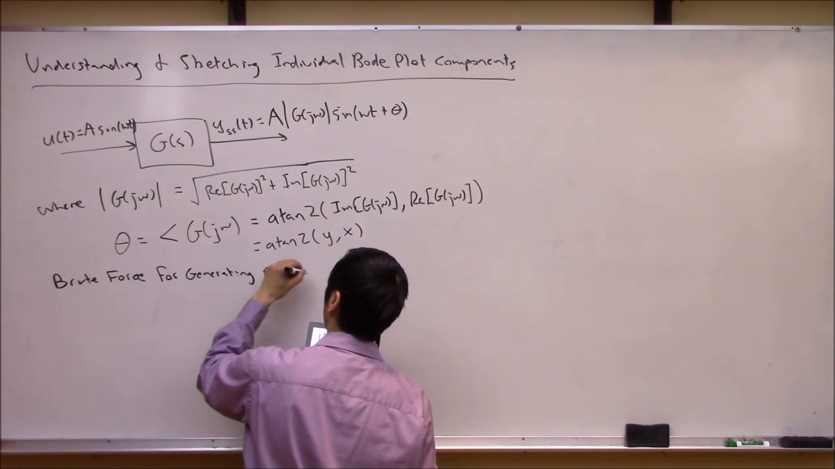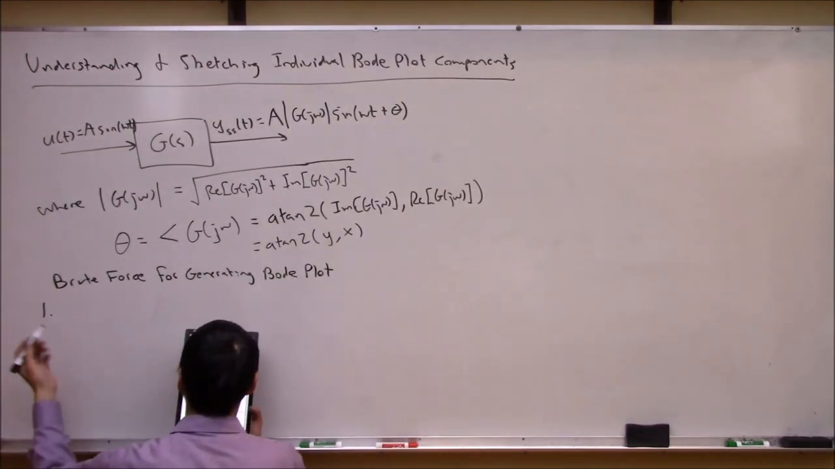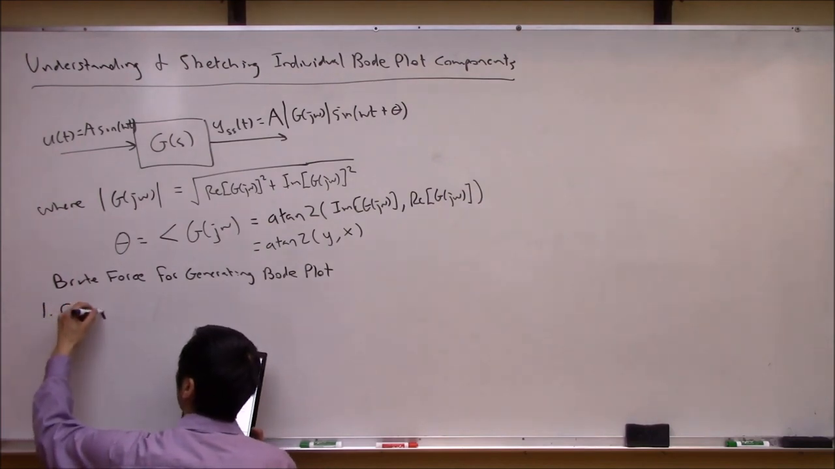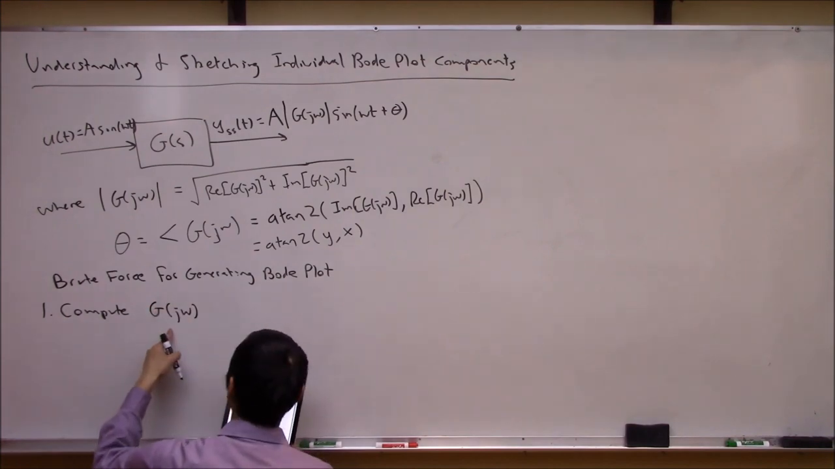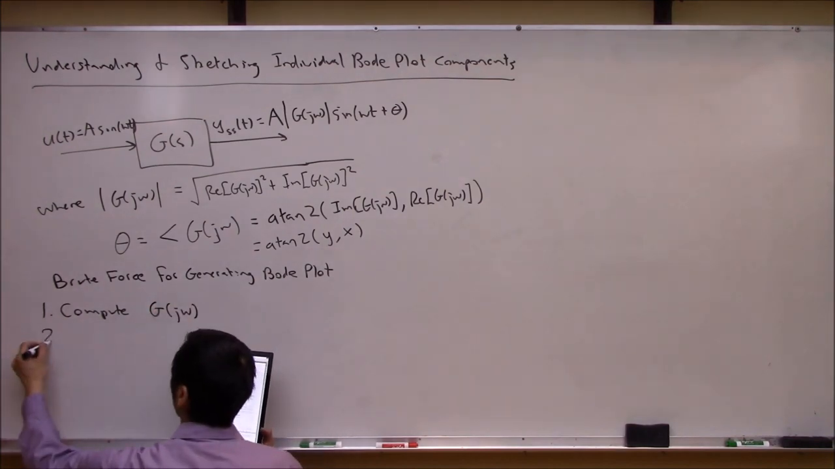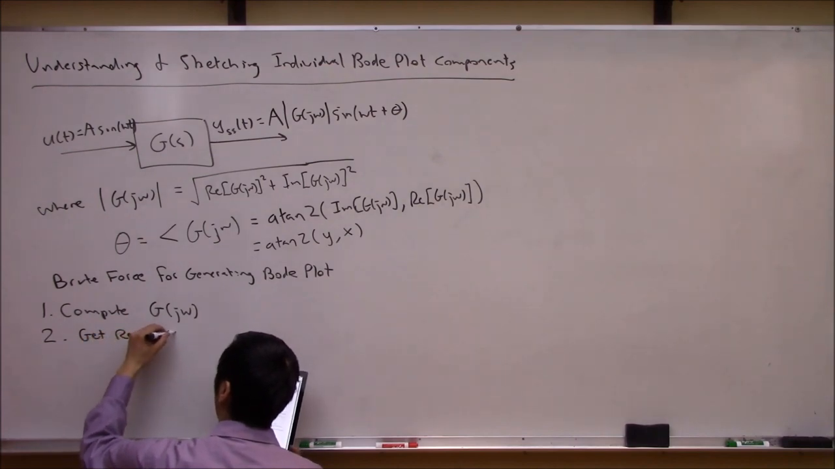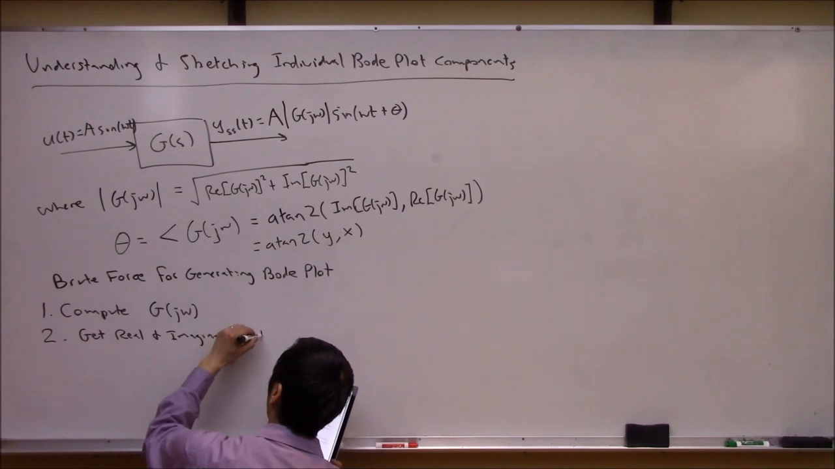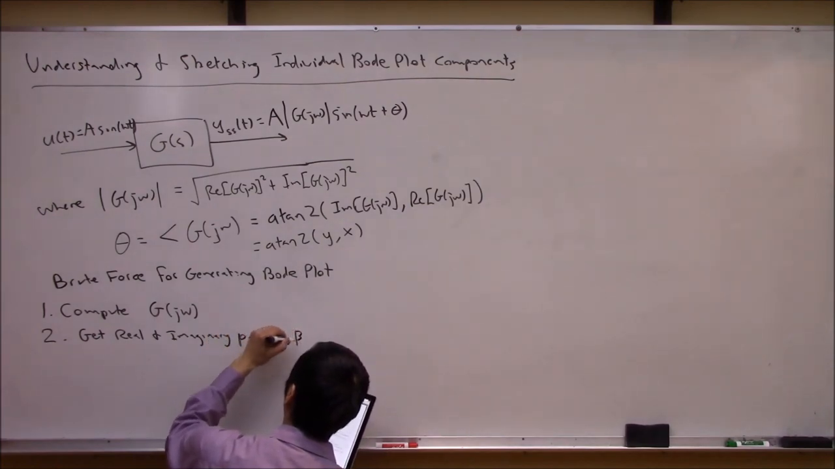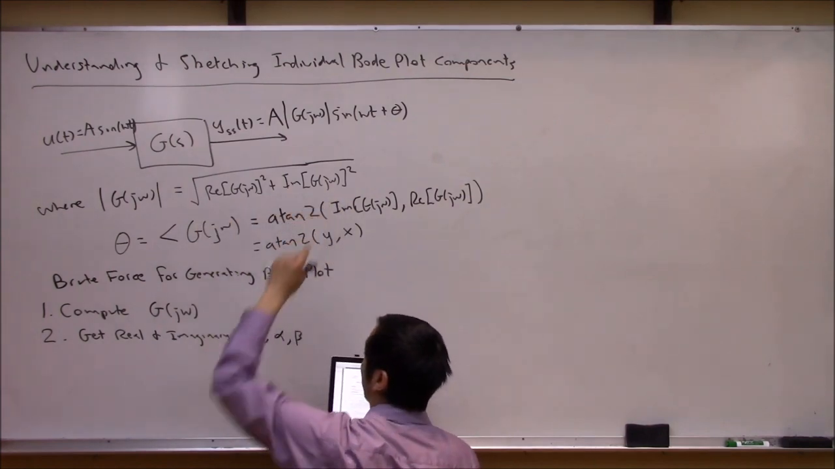And I think we actually did this explicitly in one of our previous videos. All you need to do is compute first this complex number G of j omega, and then get the real part and imaginary part. Let's call them alpha and beta, respectively. So here's alpha and here's beta, the real and imaginary part.